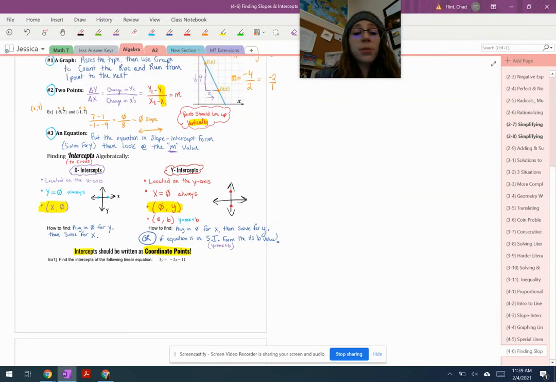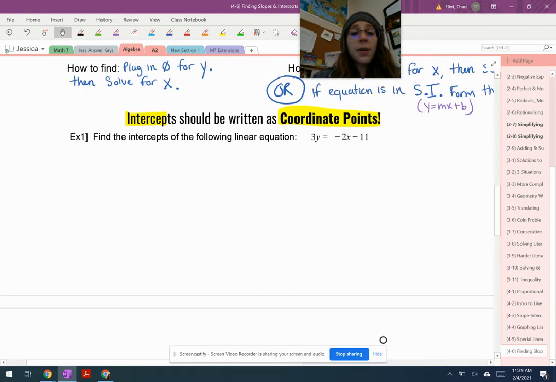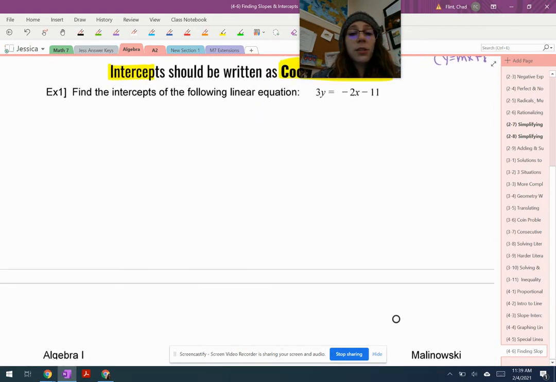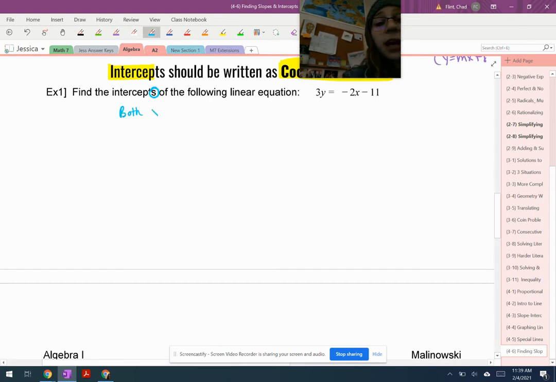Finding slopes and intercepts for Algebra 1. We are looking at our example down here at the bottom, and this is asking us to find the intercepts of the following linear equation. So first thing I'm noticing here is that it says intercepts, meaning that it wants both x and y.